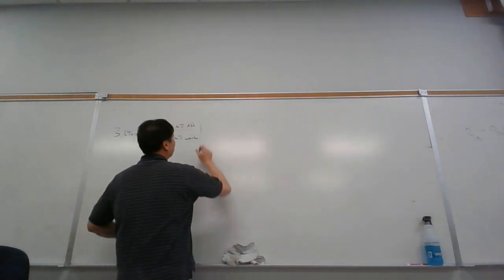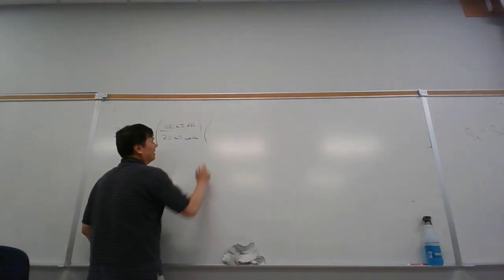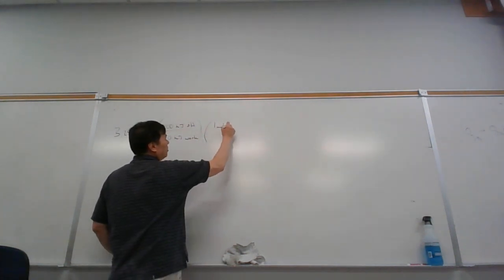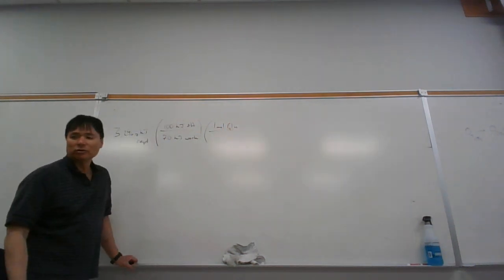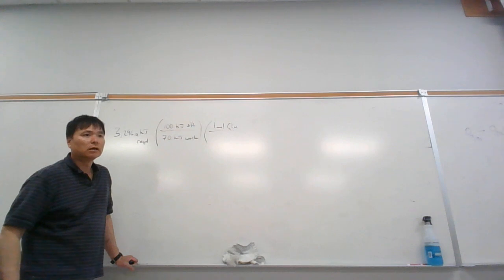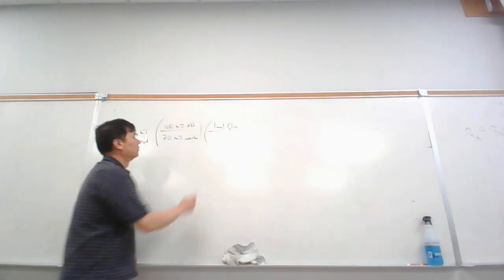Then what was delta H? So for every 1 mole of glucose, how many kilojoules do I get? 2,000.